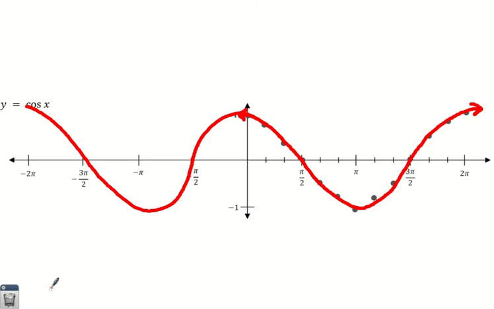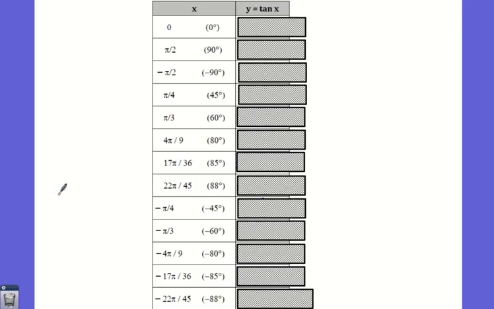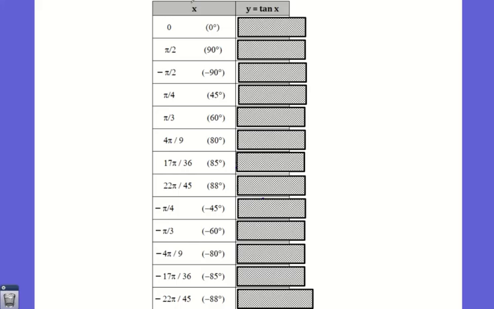Okay? So now is maybe when you can pause the video again and see what happens when you try to fill out the tangent table and plot all of those points on the tangent graph. All right, just notice that these radian values are a little weird. What you're essentially going to be doing is plugging in these degree values: 0, 90, negative 90, 45, 60, 80, 85, 88, and so on and so on. So pause the video and see if you can fill out the table and plot those points correctly, okay?